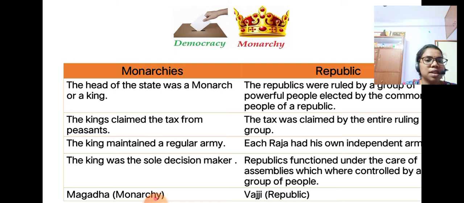In monarchies, the king maintained a regular army. In republic, each Raja had his own independent army. In monarchy, the king was the sole decision maker. But in republic, it functioned under the care of assemblies which were controlled by a group of people. So, under this, Magadha comes under monarchy and Vaji comes under republic.